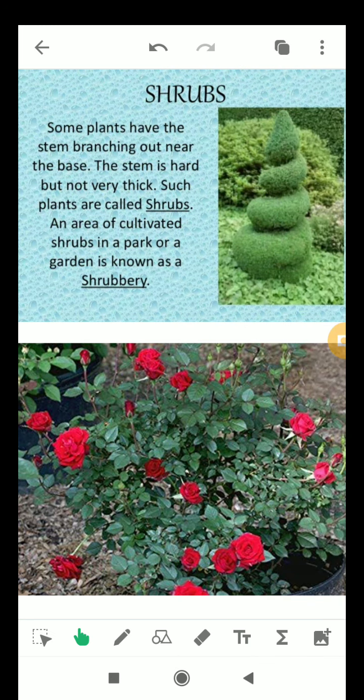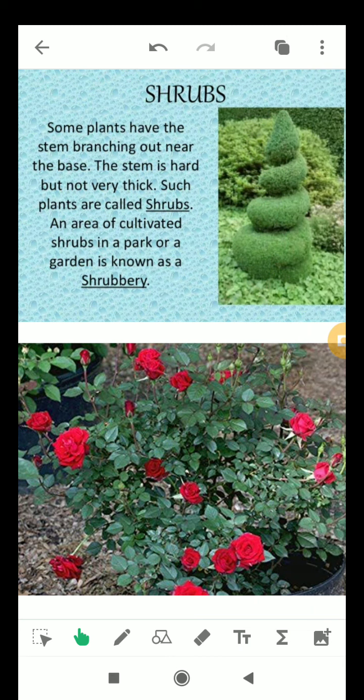Next we have shrubs. Some plants have the stem branching out near the base. The stem is hard but not very thick. Such plants are called shrubs. An area of cultivated shrubs in a park or a garden is known as a shrubbery. These shrubs are medium sized, less than 8 feet, and their stems are brown in color.